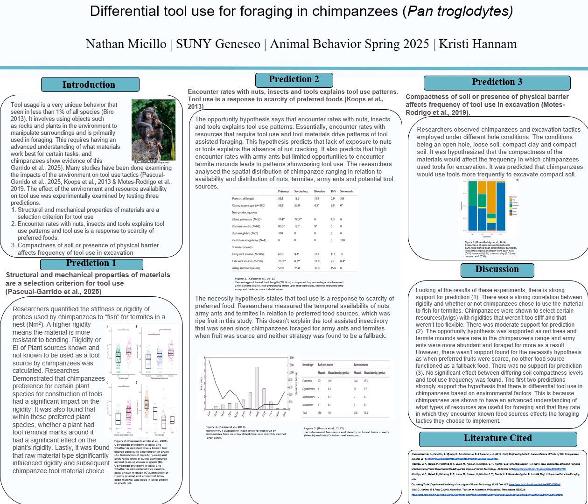It was just based off of chimpanzee observations, as we said, and it compared the encounter rates with the different food and tool sources.